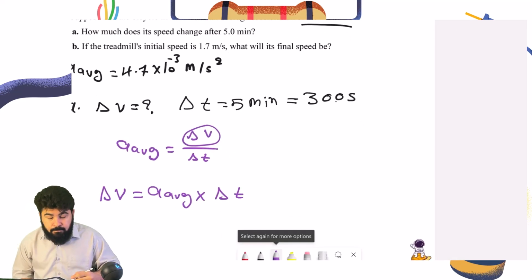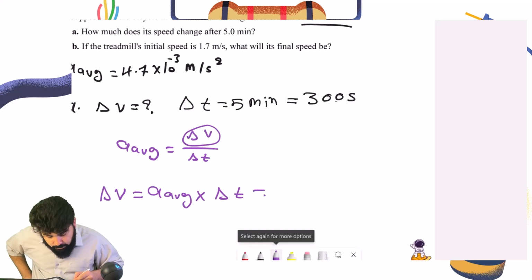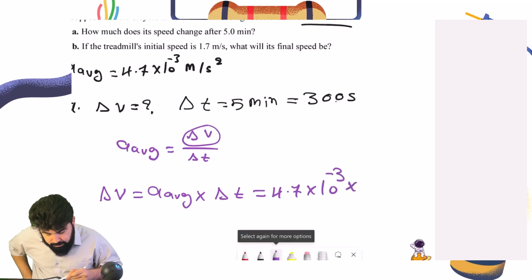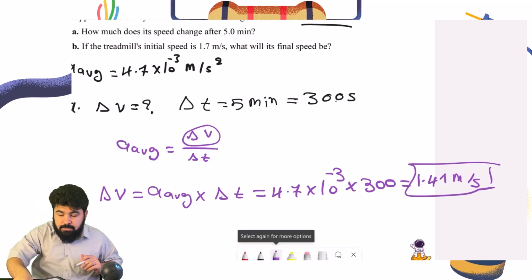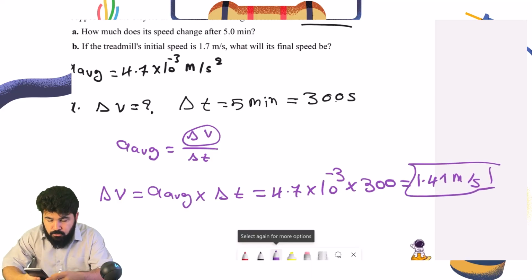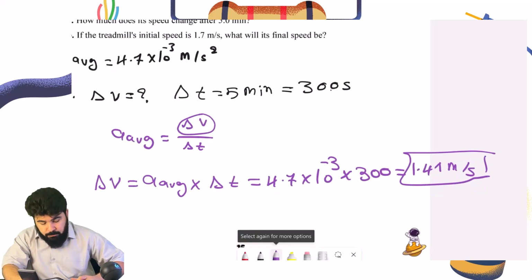So delta V is equal to average acceleration multiplied by delta T. Now we have average acceleration, which is equal to 4.7 times 10 to the power of negative 3, times time, which is equal to 300 seconds. This is equal to 1.41 meters per second. That is delta V. Let's make sure: 4.7 times 10 to the power of negative 3 times 300. Yeah, we have 1.41 meters per second.